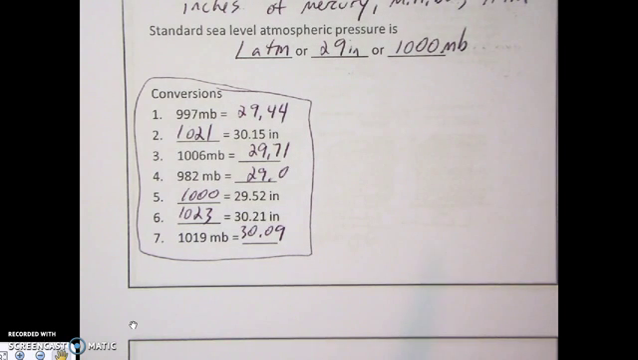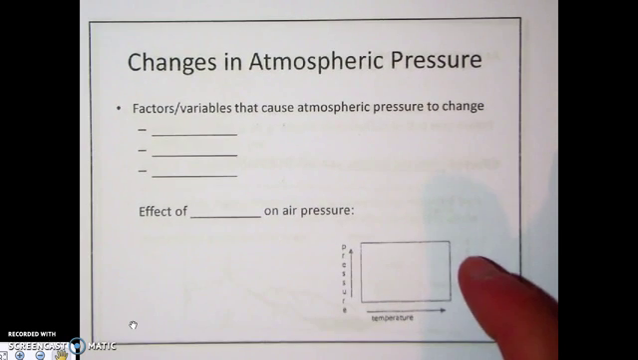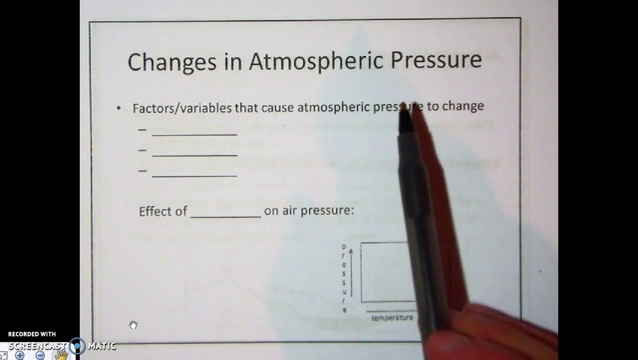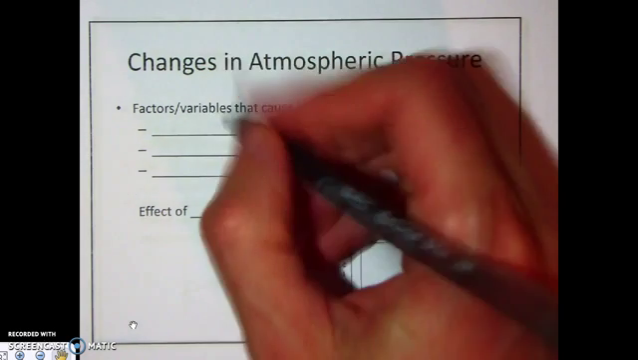Just use the chart in the reference table. I think it should be okay. Straightforward. Now we get to changes in atmospheric pressure. Not as straightforward. The atmospheric pressure is not constant. It can change. And it changes due to primarily three factors.